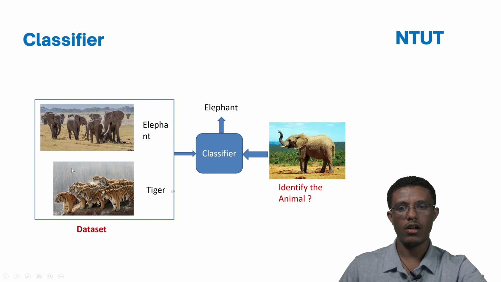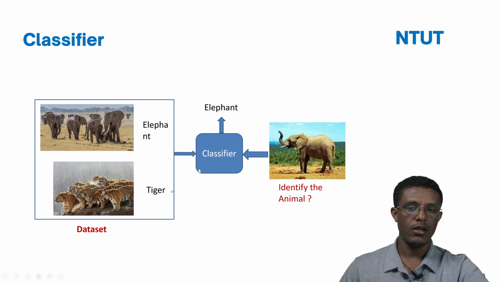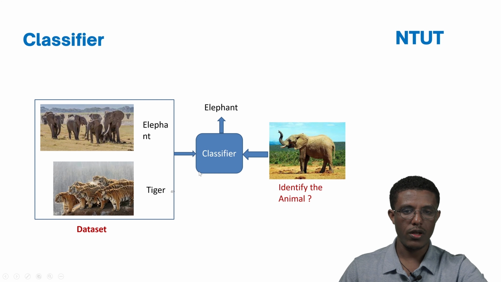In the data set, there are different types of animals. One is an elephant and one is a tiger. So this data set is input into the classifier algorithm, and we train it based on this data. Finally, in order to test whether this model clearly classifies different animals, we give, for example, this animal as a test for this classifier.